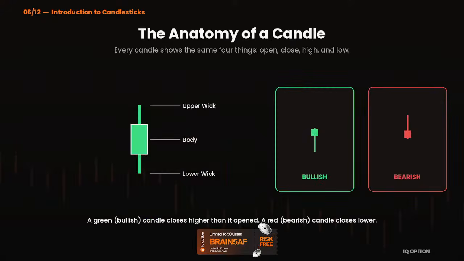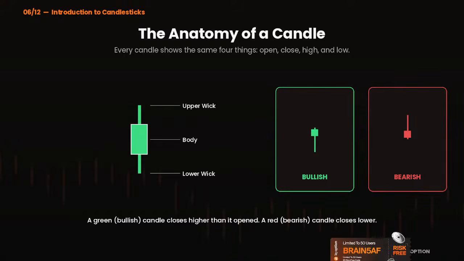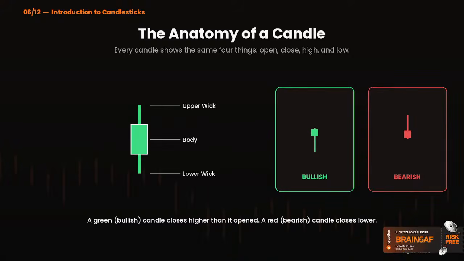Let me push it to this side so that it doesn't cover our view. Okay guys, I hope everyone can see. Yeah, so here we are.